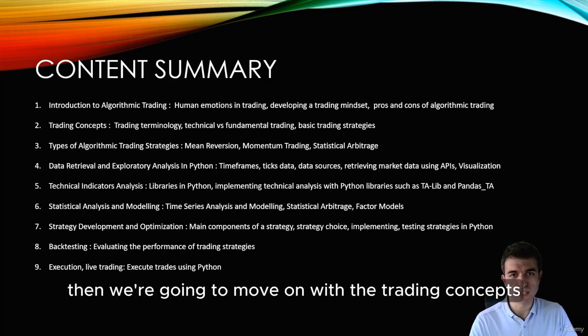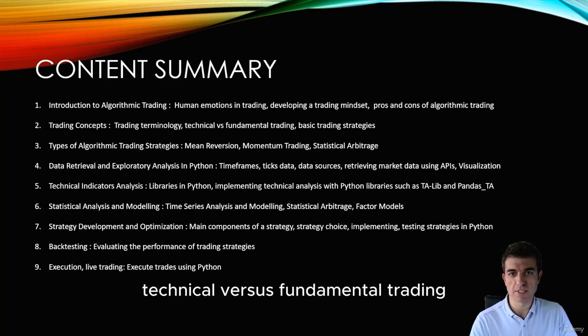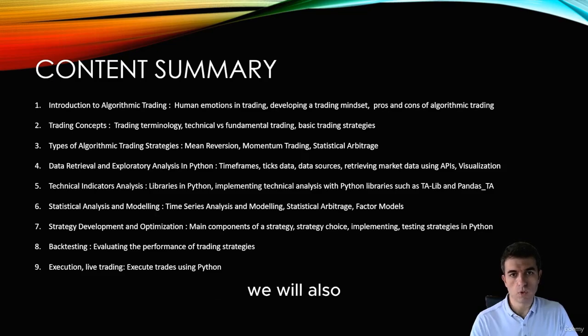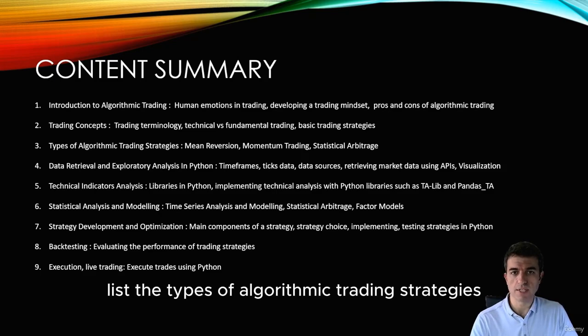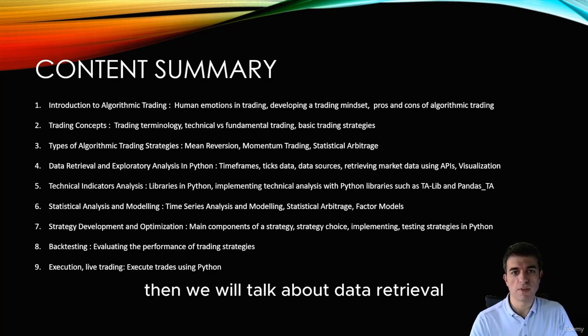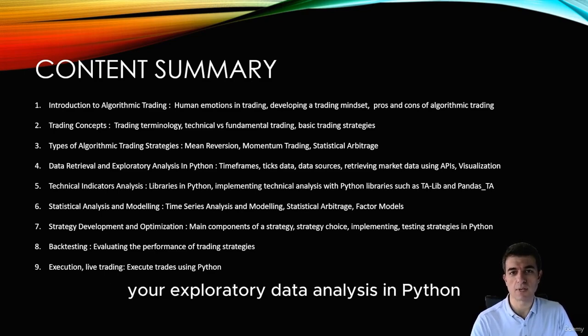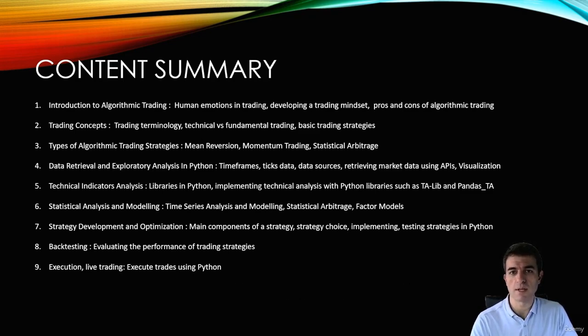Then we're going to move on with the trading concepts, trading terminology that we're going to use in the course, technical versus fundamental trading, and basic trading strategies. We will also list the types of algorithmic trading strategies, mean reversion, momentum trading, and statistical arbitrage, going through the details and explaining what are the differences for these three types of trading from the algorithmic point of view, from the numerical point of view. Then we will talk about data retrieval, how you can get your data and apply your EDA, your exploratory data analysis in Python, using timeframes, text data, data sources, and how you can visualize your candles very quickly in Python.